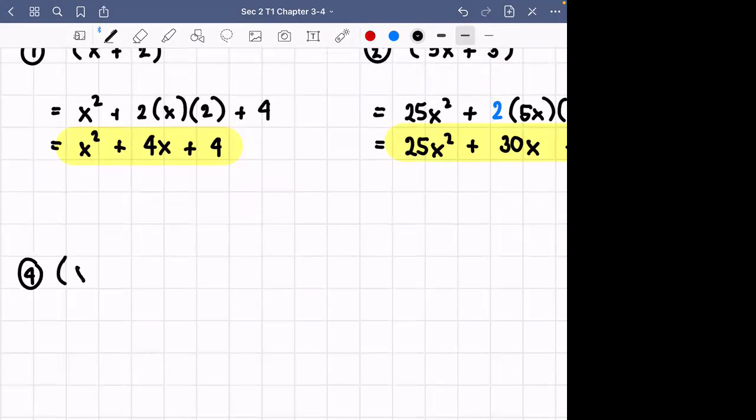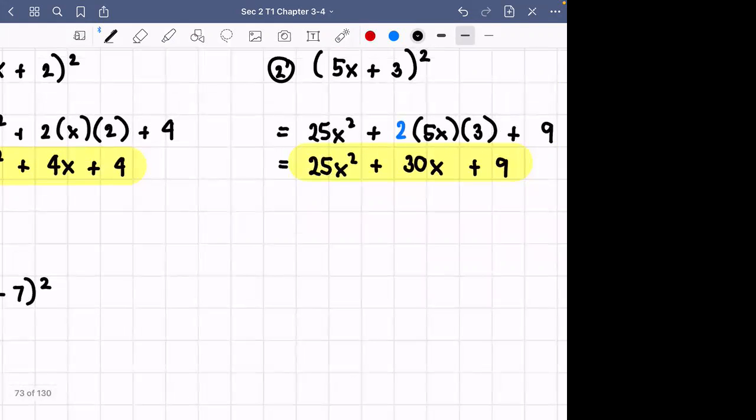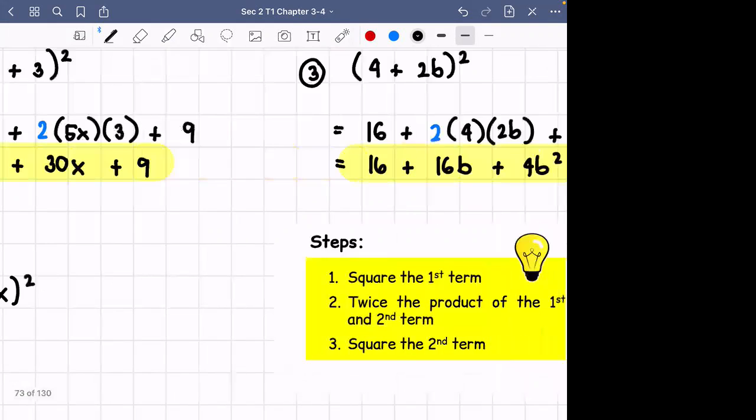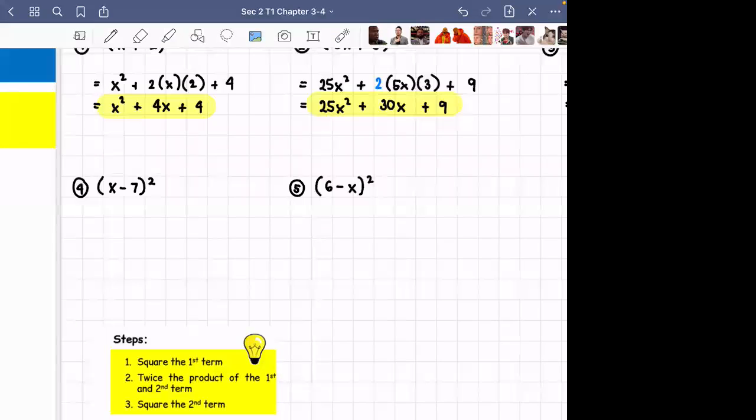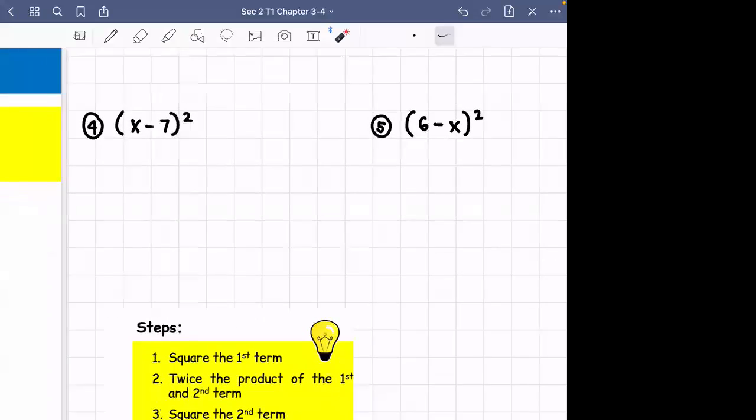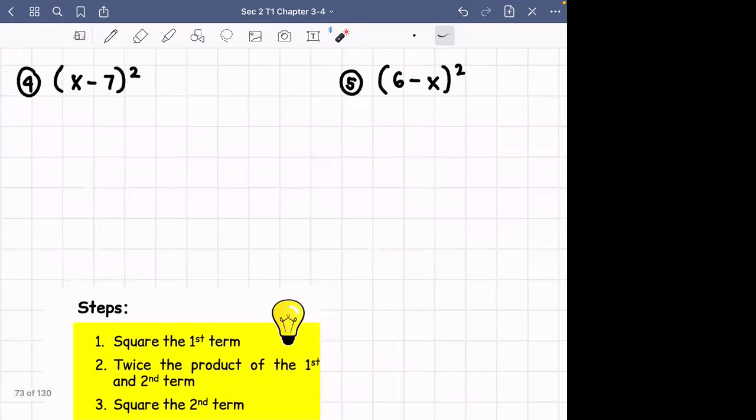So let's have x minus, let's say, 7 squared, and let's have another one, 6 minus x squared. Okay, so let's have number 4. We have x minus 7 squared. So this time it's a minus, unlike our previous 3 questions. So what is the difference if it's minus? Let's observe now.